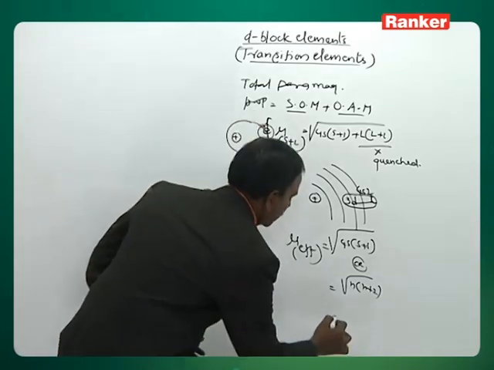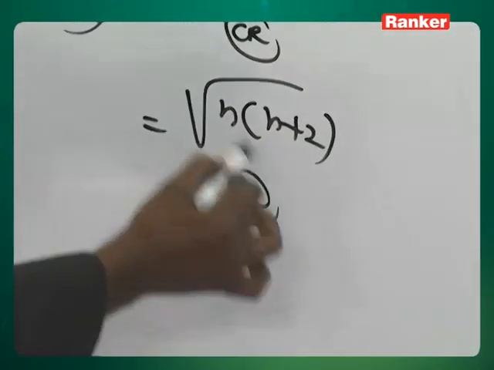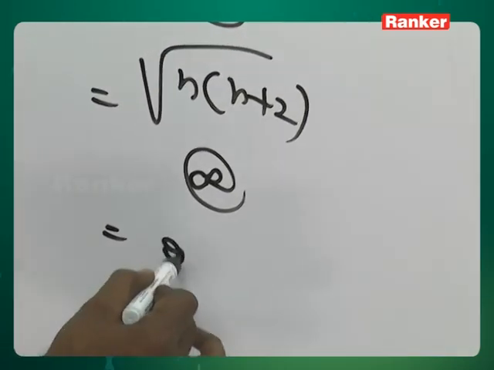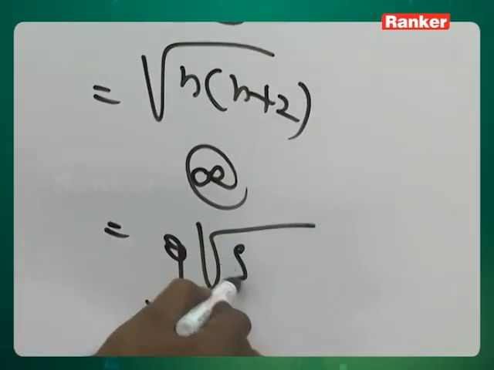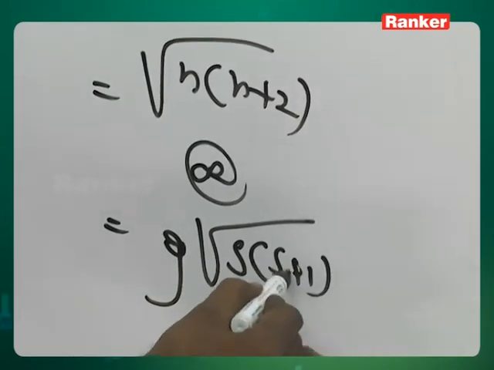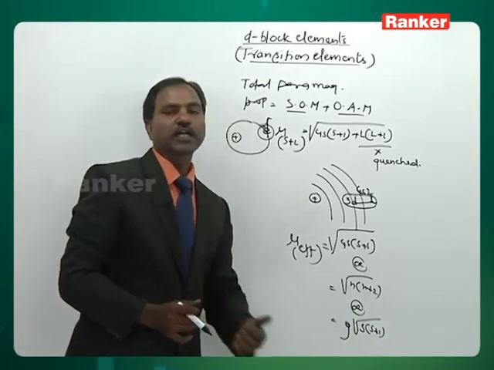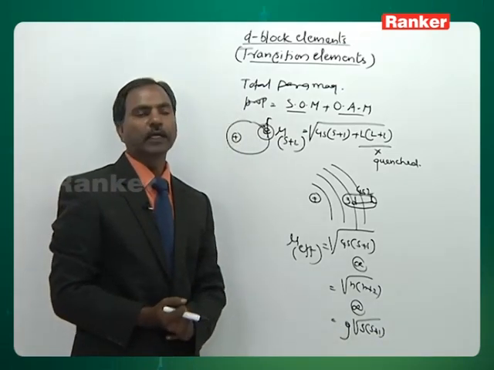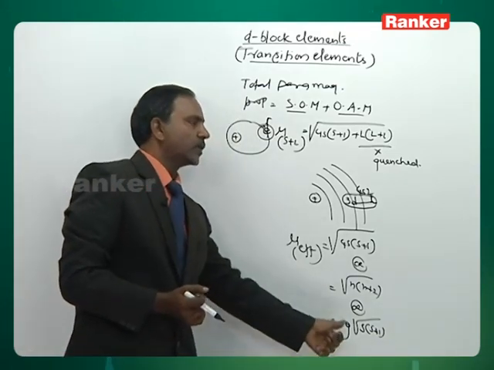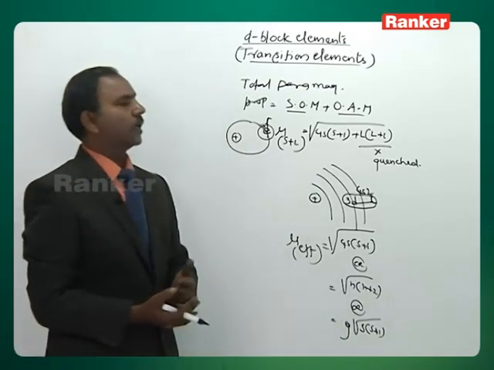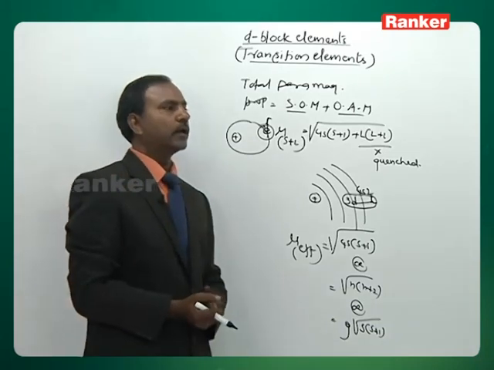One more equation is also there to calculate only the spin angular moment: g into the square root of S into S plus 1. This you can also use. Here g stands for the gyromagnetic ratio, and its value is 2. So, by using any of the equations, we can calculate the total paramagnetic moment.